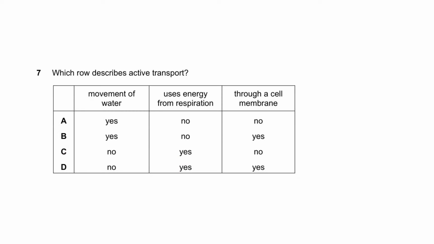Question 7 says which role describes active transport? Active transport is not the movement of water, so this eliminates options A and B. The movement of water is in osmosis. Active transport does use energy from respiration. You have no choice because they're both yes anyway. Through a cell membrane, yes, active transport does happen through a cell membrane. It happens through a cell membrane because it needs a protein channel, so the answer is D.